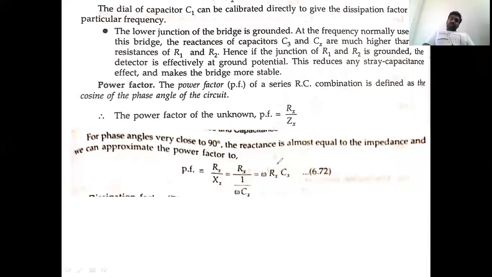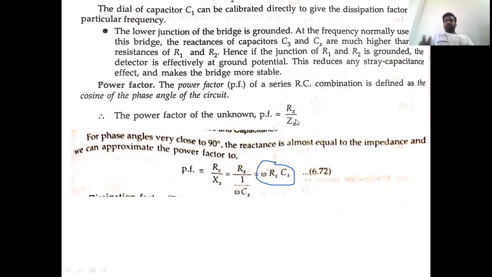The power factor will be omega Cx into Rx. Simple. Power factor is nothing but cosine of angle between voltage and current. It's a phase angle in the circuit. That phase angle I represented as Rx divided by Zx.